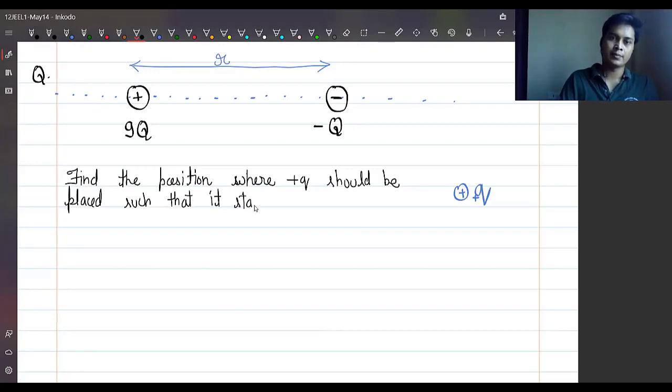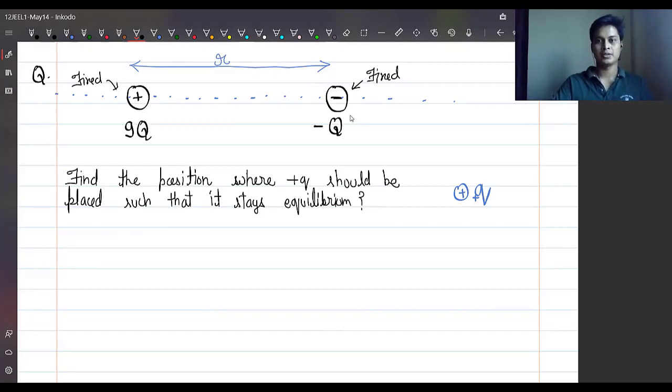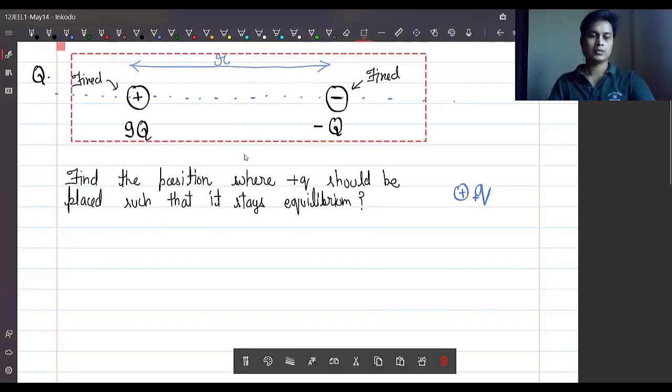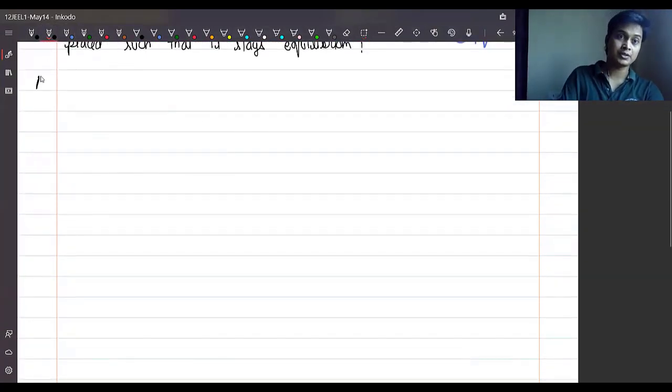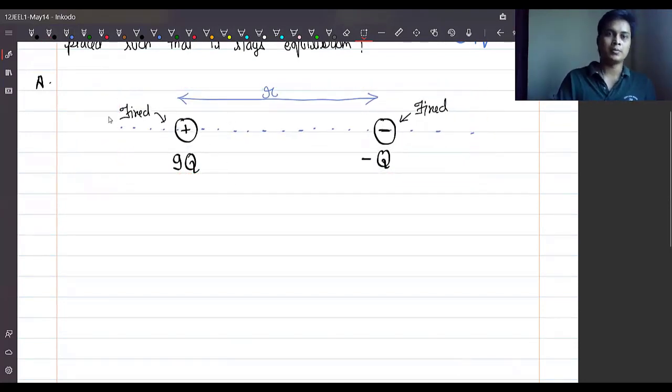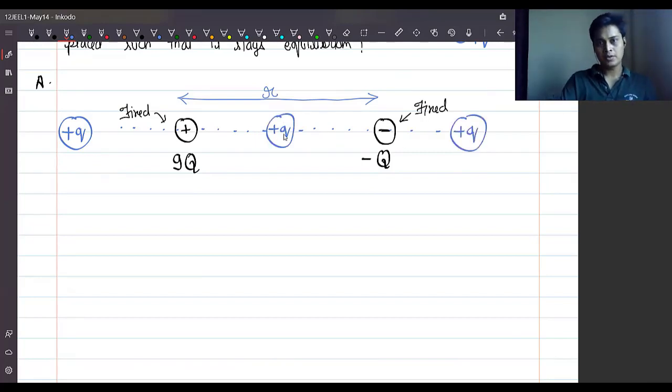Of course, these two charges are fixed, but plus q, you can hold it and move it freely to find out the position at which the charge will experience no force. So first thing you can do is figure out at which place you should keep the charge. You can try to keep the plus q charge over this side, or over here, or over here.